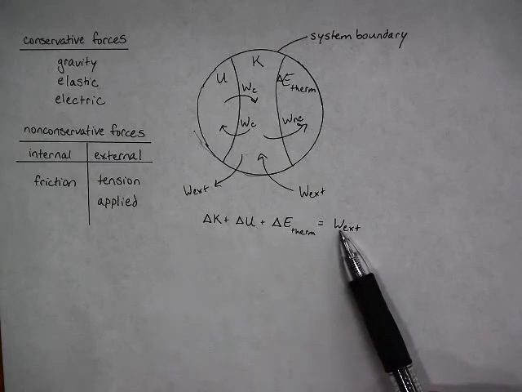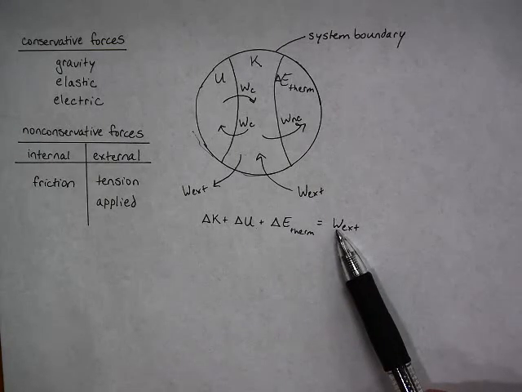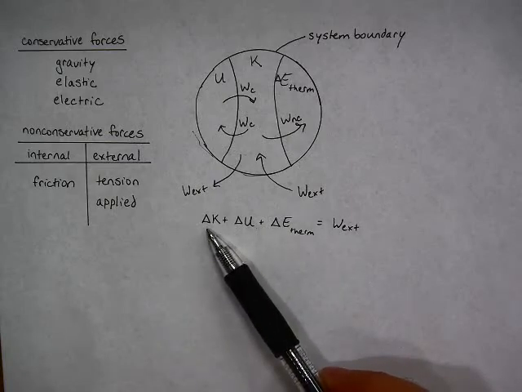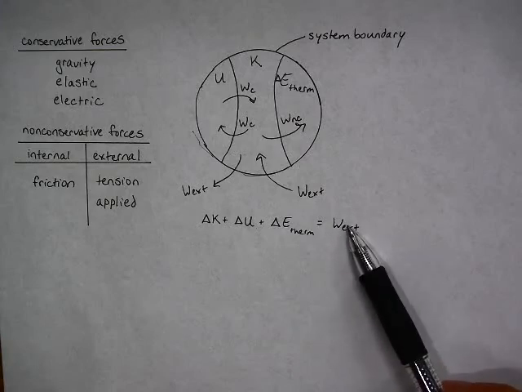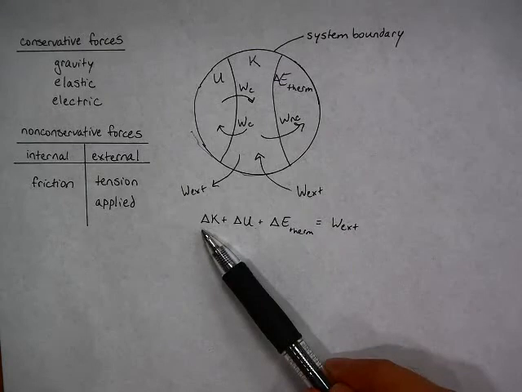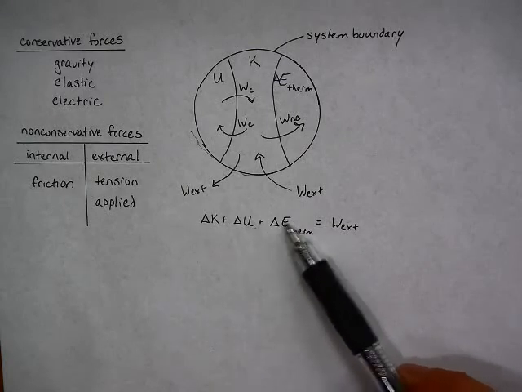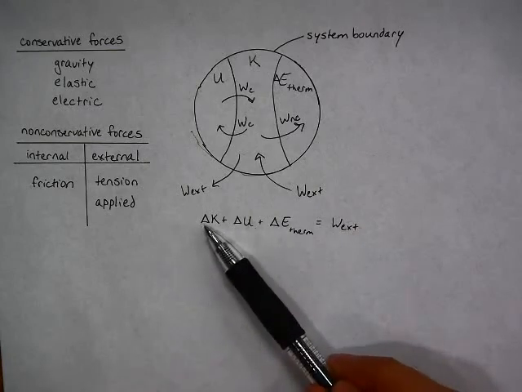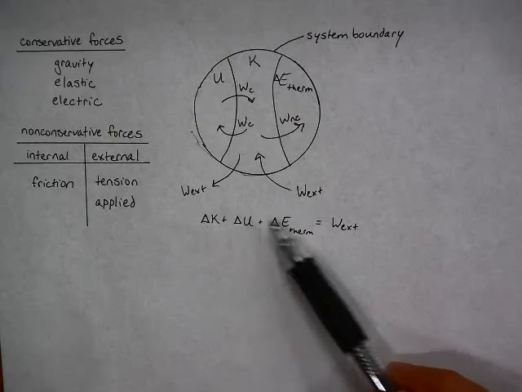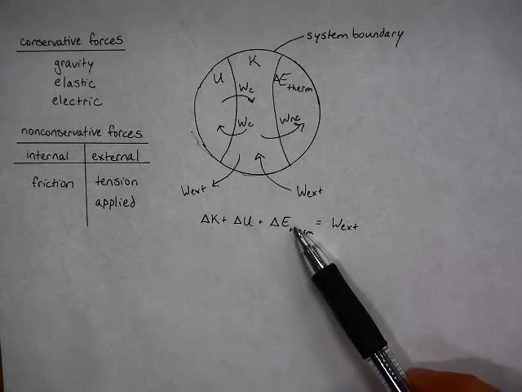This statement expresses conservation of energy. All energy is accounted for. If there is no external work done, that means the system is isolated, and that means the change in kinetic plus the change in potential plus the change in thermal equals 0. That means any change in K has to be offset in one of these other categories.